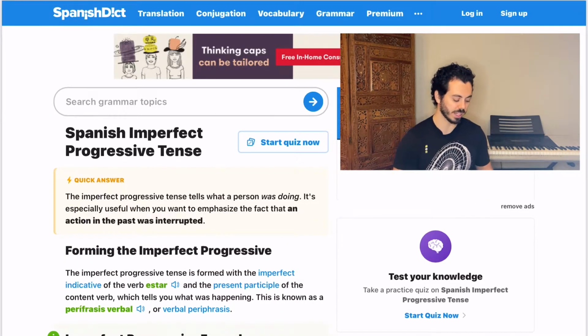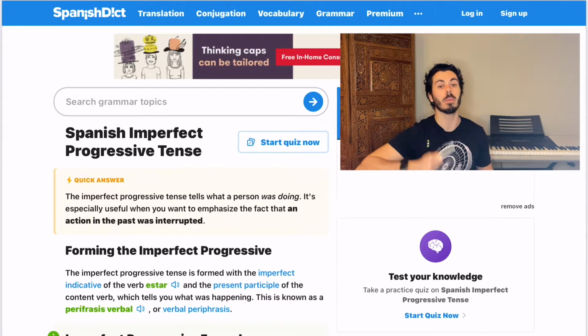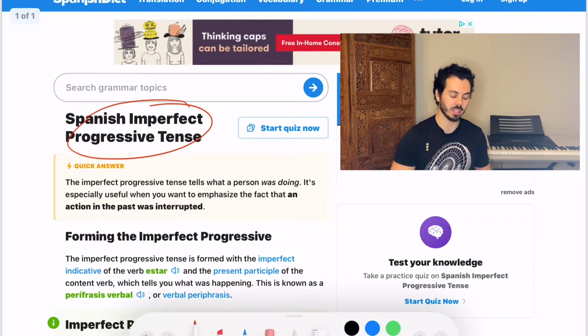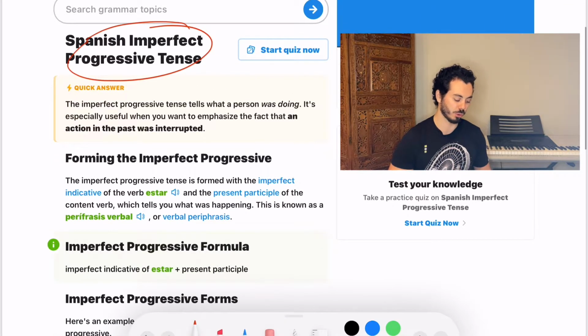So we're here with the Spanish Imperfect Progressive tense. We just went over the preterite, the imperfect, the Preterite Progressive, and now the Imperfect Progressive. So for the Imperfect Progressive, it's important to note that this one is more widely used, I think. The quick answer for the Imperfect Progressive is the Imperfect Progressive.